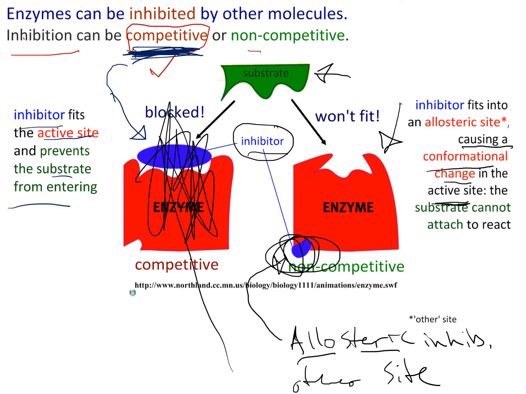So binding, let me erase that, there we go. Binding here changes the overall structure of the enzyme. So you can see that the active site itself, its structure has also changed, so the substrate cannot bind. So this really inhibits the rate of reaction. And the inhibitor can also be taken off, either by other enzymes, or sometimes it is just not very stable and will spontaneously dissociate from the enzyme. That's true for competitive inhibition as well.